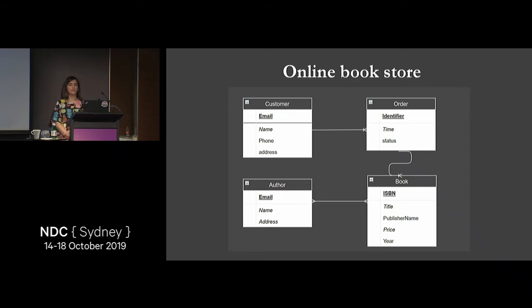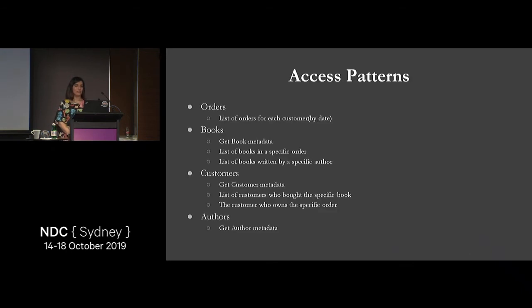So here we know that our application is transactional. We know the class diagram, so tips number one and two are checked. We need to know our access patterns. For our application, we have defined these patterns for accessing the data. We want to get our books, customer, and author by their identifier.